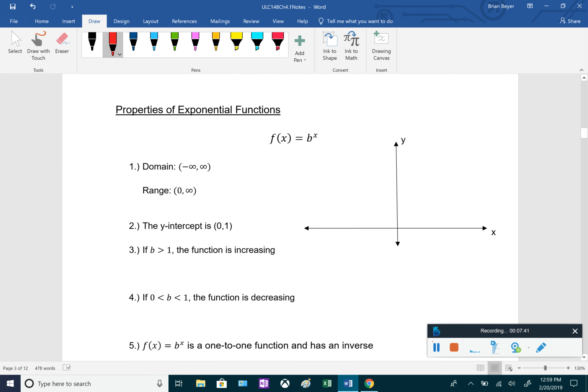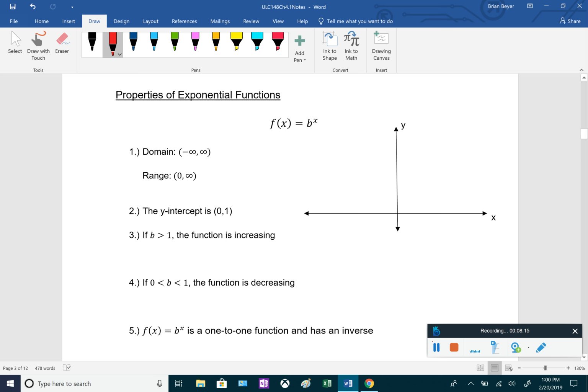All right, so going over some of these properties for the exponential functions. This is just looking at exponential functions in the form b to the x. The domain is all real numbers, so negative infinity to positive infinity, and the range is from 0 to infinity. The y-intercept, when it's in this form, is always going to be 1, the ordered pair 0, 1. That's because if we plug in a 0 for x, it's b to the 0, which is equal to 1.